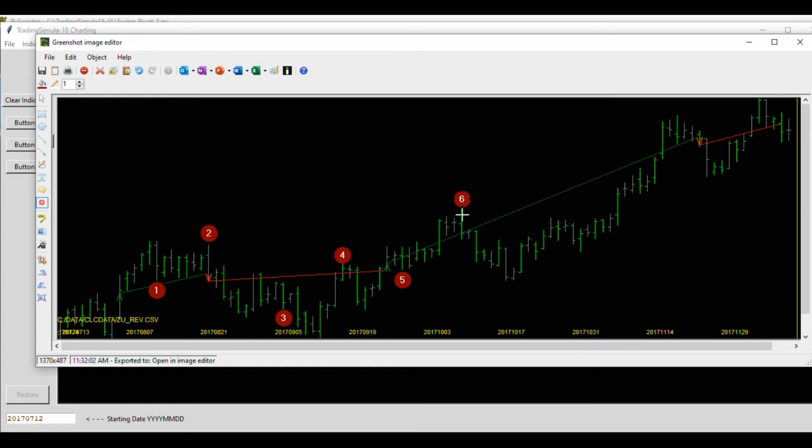Looking for a low pivot. 1, 2, 3, 4, 5, 6. It looks like that's a, let's see, 1, 2, 3, 4. That can't be. That's on the 6 bar. So we need to come all the way over here. Another low pivot. 1, 2, 3, 4, 5, 6. Looking for a high pivot. I think we've got one right. 1, 2, 3.